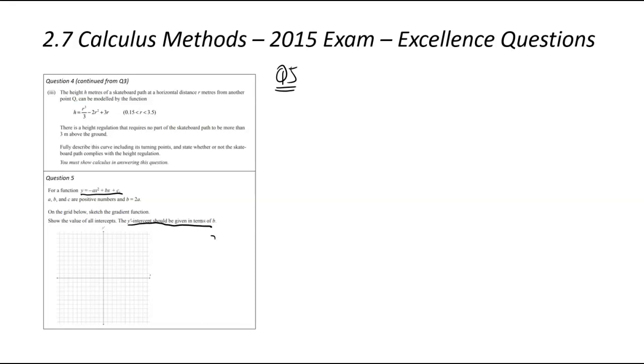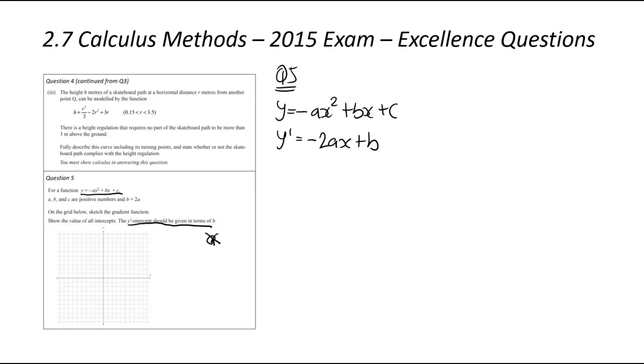So what that means is we need to get rid of the a from our function. So let's jot down our original function. y is going to be equal to negative ax squared plus bx plus c. Because we've been asked to sketch the gradient function, we're going to need to differentiate. So y dash is going to be equal to negative 2ax plus b.